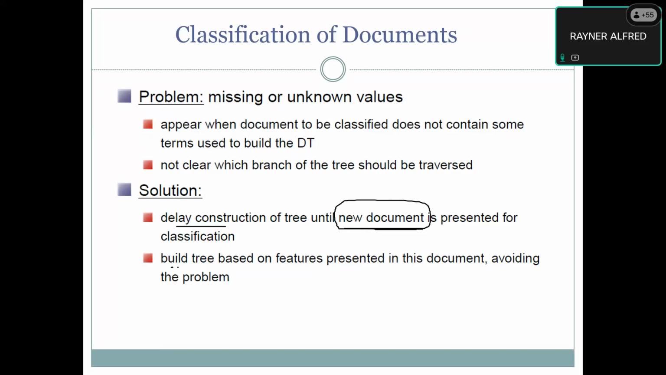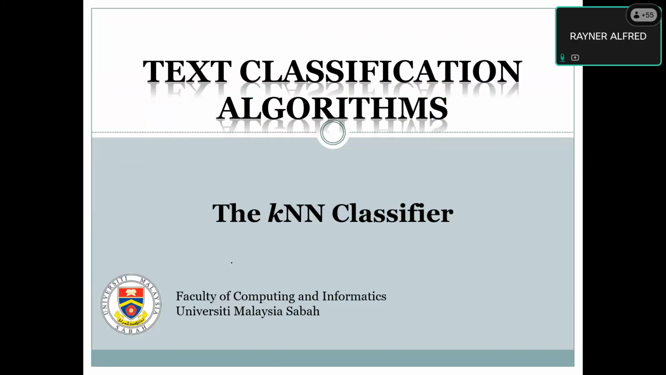Another solution is to build the tree based on features present in the documents, avoiding the problem. That means we make sure that the document we want to classify consists of all the basic terms that we have in our decision tree model. Okay. Any questions?